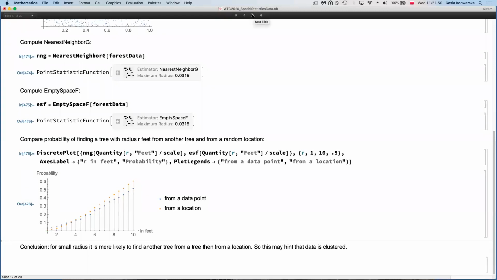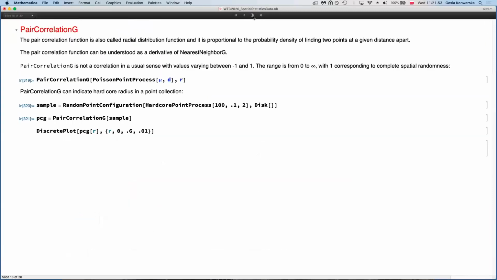Not a definitive answer. It's one of the hints that we get studying data. And pair correlation g, also called radial distribution function, is proportional to the probability density of finding two points at a given distance apart. That could be understood as a derivative of nearest neighbor G, which was giving you the probability of finding a nearest neighbor, or a point within a given distance from an established point in the data.